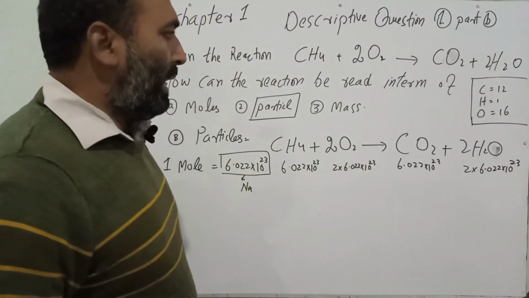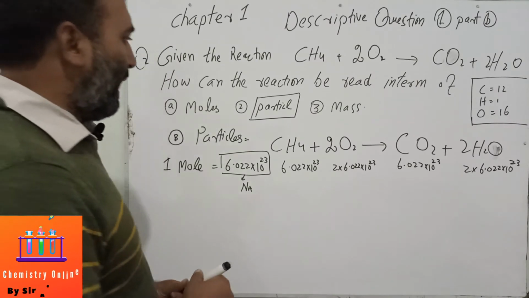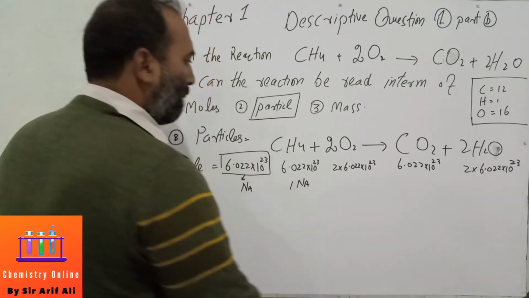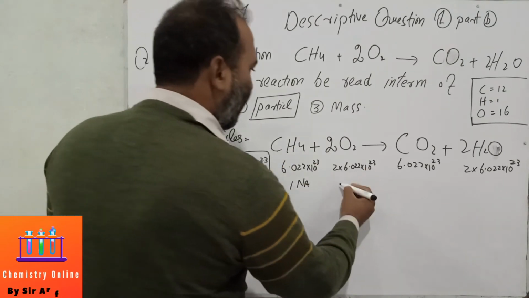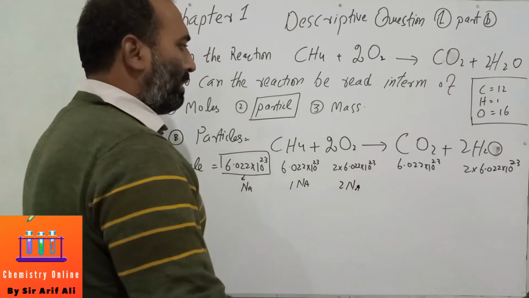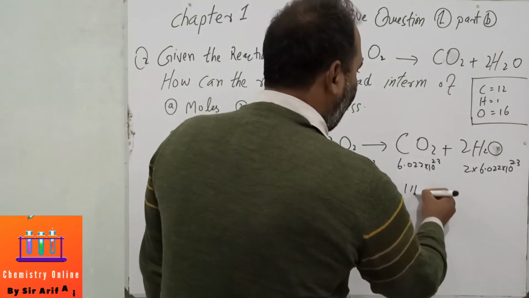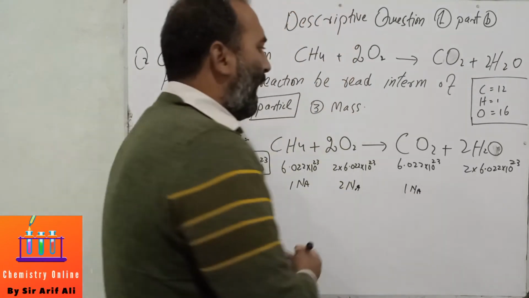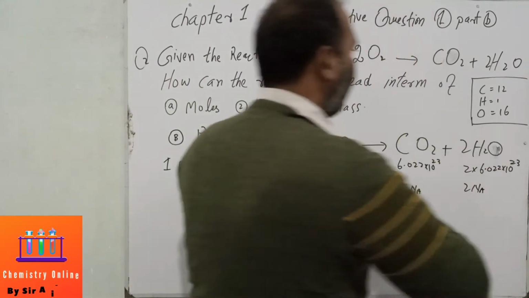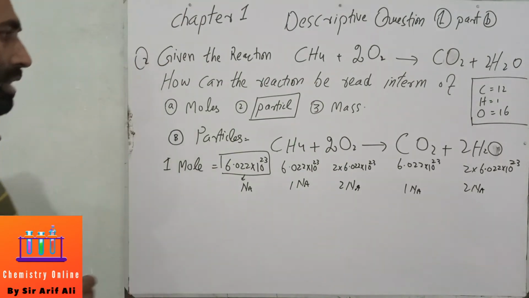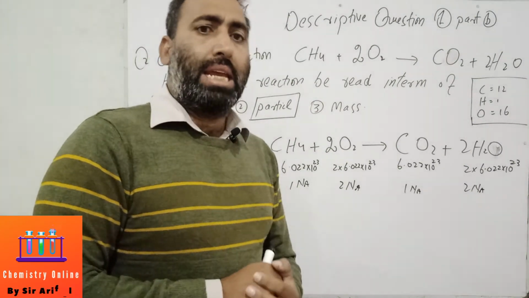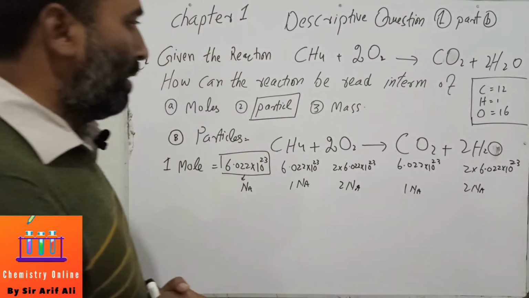We can also simply read the reaction like this. 1 Na molecule of methane reacts with 2 Na molecules of oxygen to produce 1 Na molecule of carbon dioxide and 2 Na molecules of water. I hope you can now interpret the reaction in terms of particles.